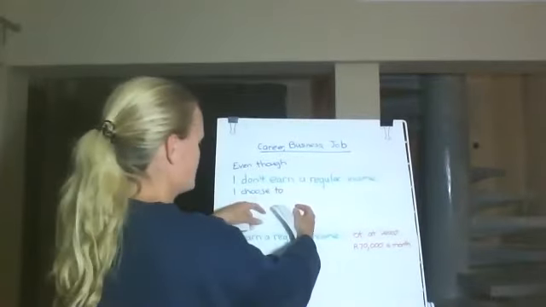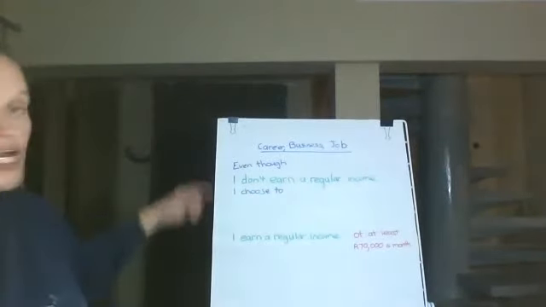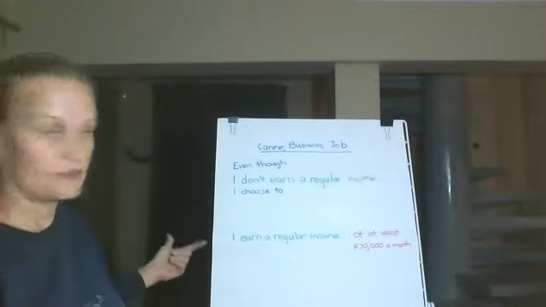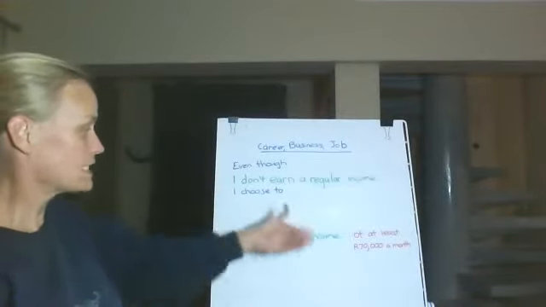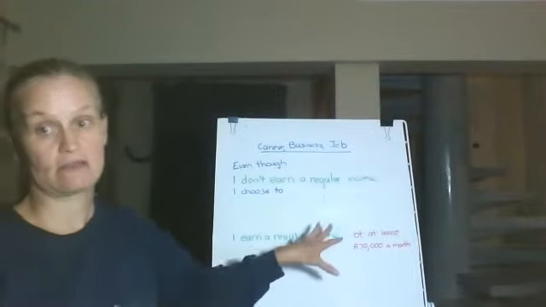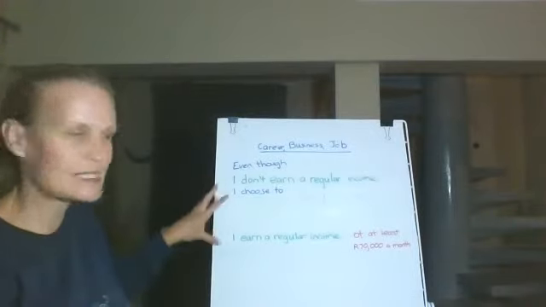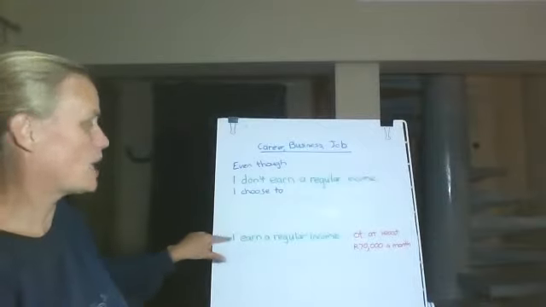My pieces of paper sticking here. So you can read down your page now. It's very simple. Even though I don't earn a regular income, I choose to earn a regular income of 70,000 Rand a month. You might need to look at the sentence because obviously it doesn't make sense. I choose to, I earn.